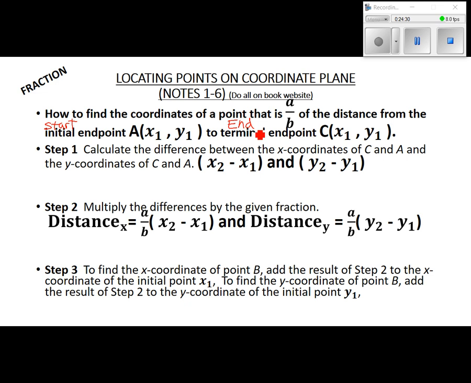Now these steps that we're going to do are basically the exact same as the steps for a number line, except you have to do them twice because you're doing it for x's and for y's.